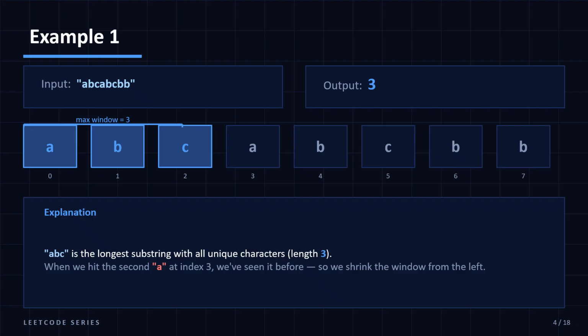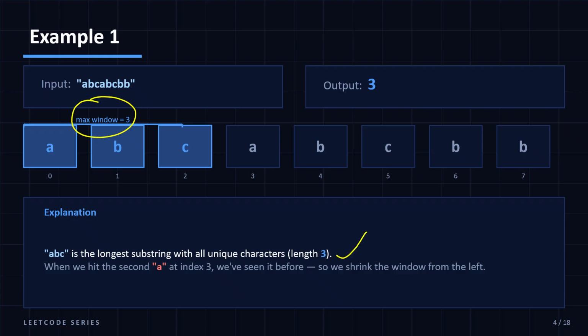Now how are we going to calculate the longest substring then? We are not going to restart anything. We are going to adjust, because this problem is not about checking every substring, okay? This is about maintaining a valid window. This is what I have used here, right? So ABC is the longest substring with all unique characters, length 3.